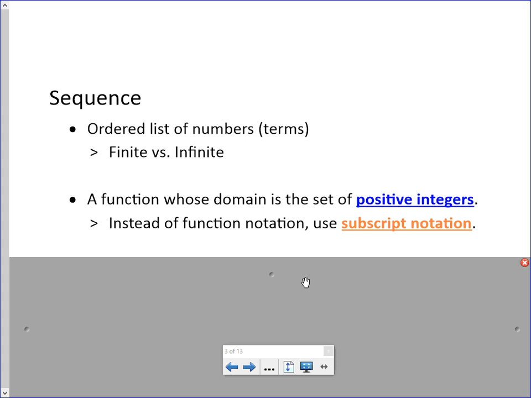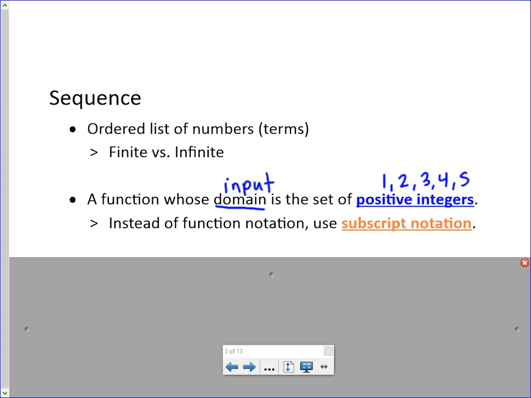So I'm just going to clarify a couple of things here. When I say a function whose domain, I'm talking about inputs, is positive integers. What's the first positive integer? 0 is not positive or negative. 1. 1, 2, 3, 4, 5. And those positive integers represent the numbered term that we're talking about. So we're talking about the first term, second term, third term, fourth term.